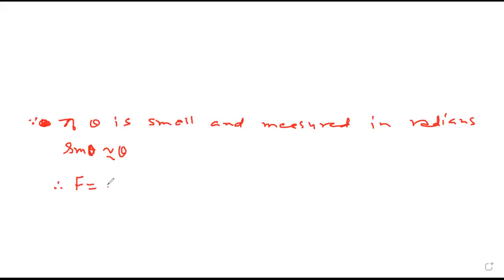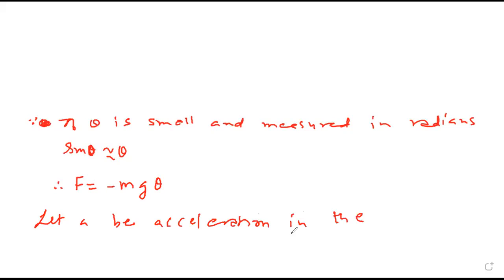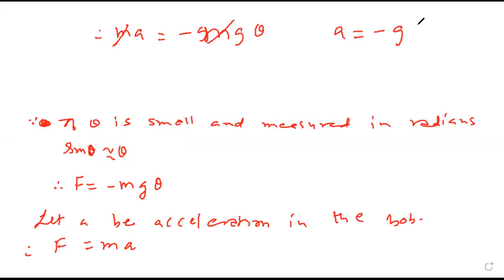So F becomes minus mg theta. Then let A be the acceleration in the bob. Therefore F equals ma. So ma equals minus mg theta. That means A equals minus g theta.